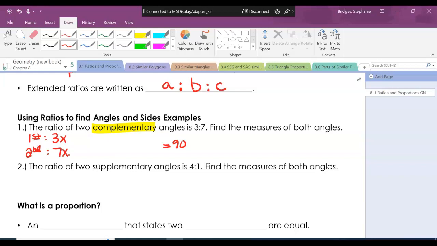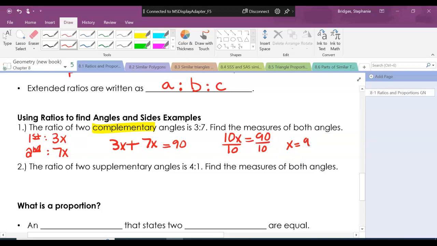So if my first angle is 3X and my second angle is 7X, I know they have to do what to equal 90? Add. So I'm going to take my first angle plus my second angle, add them together, and set that equal to 90. Then I'm going to solve this for X so I can find out what I actually reduced each one by. What is 3X plus 7X? 10X. So if 10X equals 90, what is X going to be? 9. So that means I reduced it by 9.